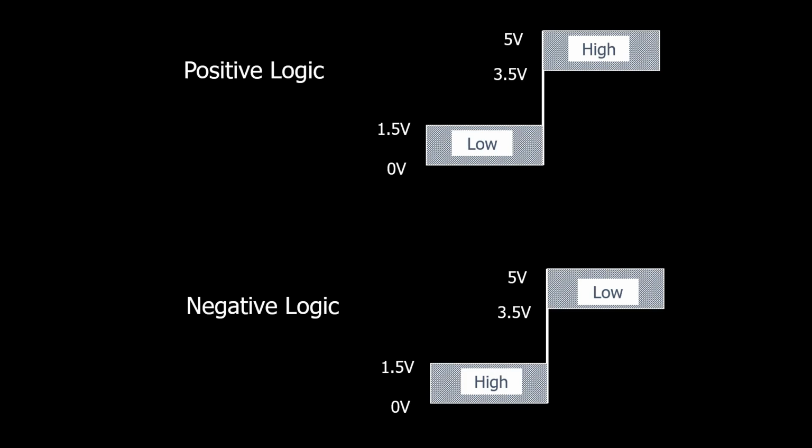And we can have the opposite of that as well. That's called the negative logic. In that, 0 to 1.5 volt will be taken as the high voltage and 3.5 to 5 volt will be taken as the low voltage.